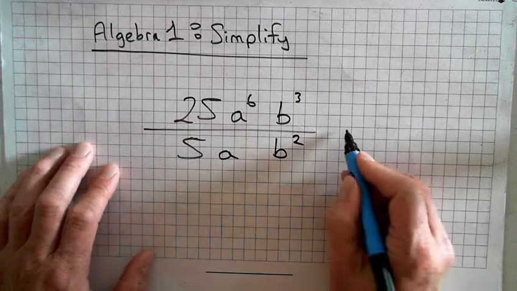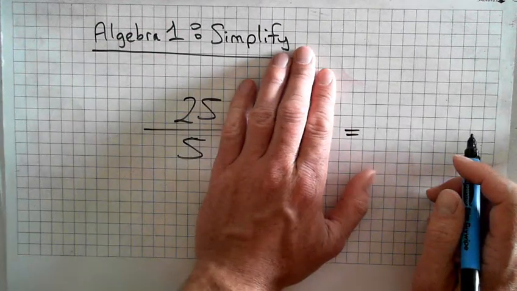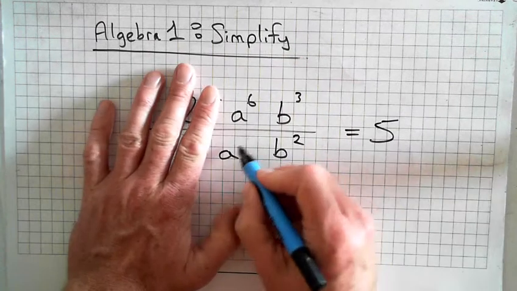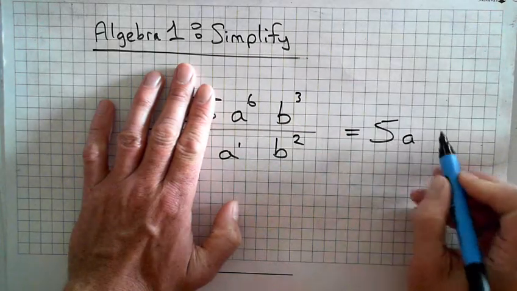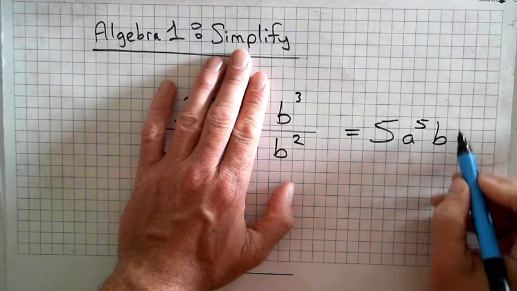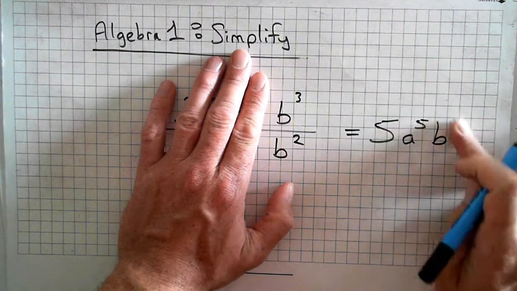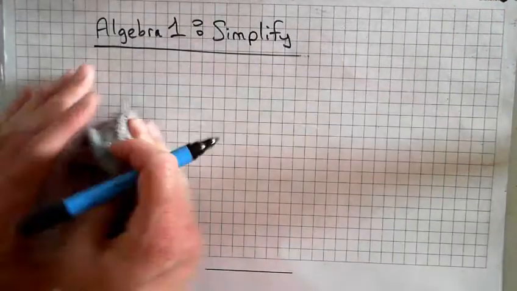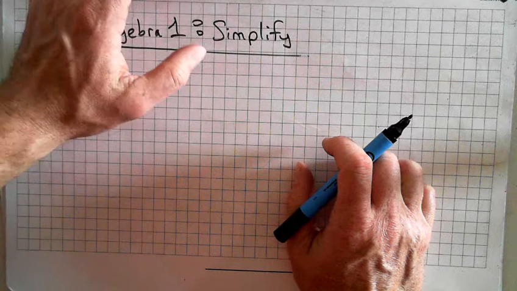So again, start with the number 5. Now the a's, that's to the power of 1. A to the power of 5, and b to the power of 1. Or you don't have to write the 1. Just keep looking up, and I'll give you some exercises to do in a minute.